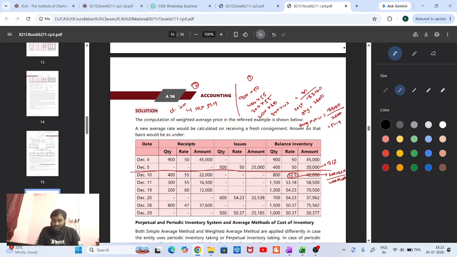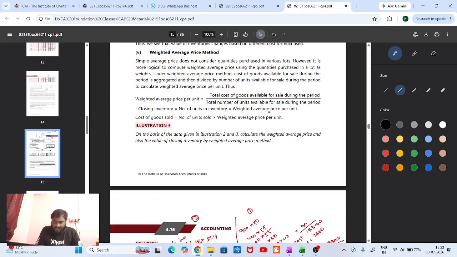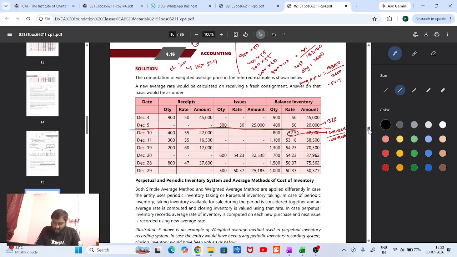Basically, keep those two questions, two books with you. This is another method, which is called the weighted average price method. So write all dates here, including sales. Keep sales aside for 10, 11, 19, and 28. These are the purchases. This is common for us.